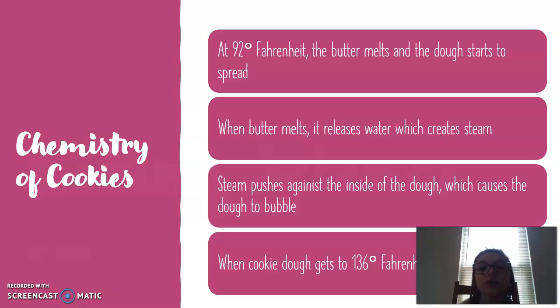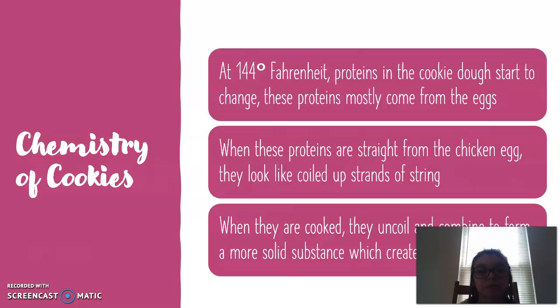When cookie dough gets to 136 degrees Fahrenheit, the salmonella bacteria die off. The salmonella bacteria are found in raw eggs and raw AP flour.